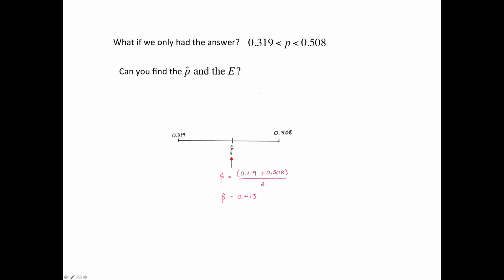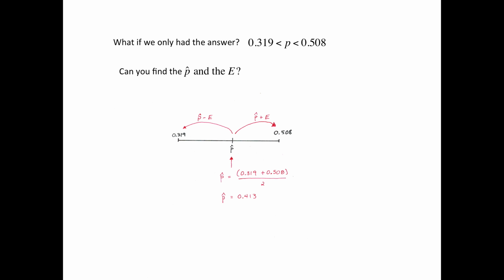What if you only had this answer? Could you find out what the p hat and what the e is? So look at this fancy artwork. The idea is that the p hat is in the middle. You would then add the error to find this number on the right. You would subtract the error to get this number on the left. But this is in the exact middle. If it's in the exact middle, all you have to do is average those two numbers, and you would get the p hat equals 0.413, which I remember from the other page is true.